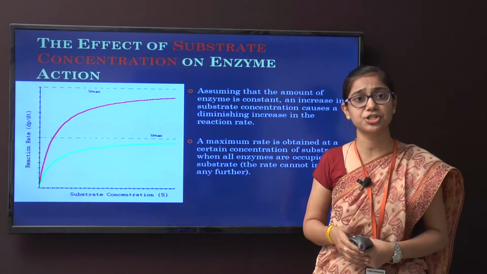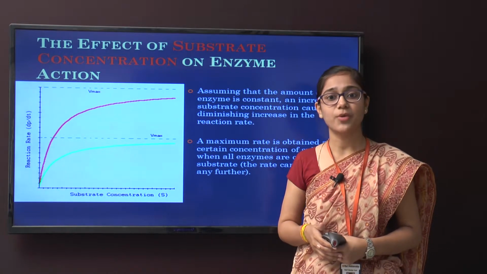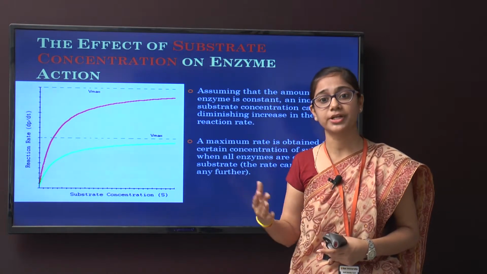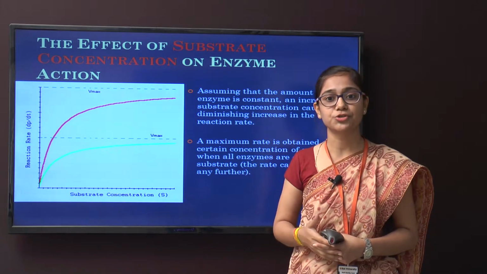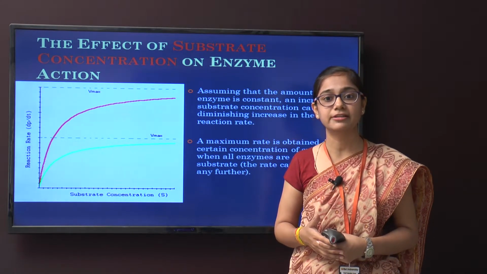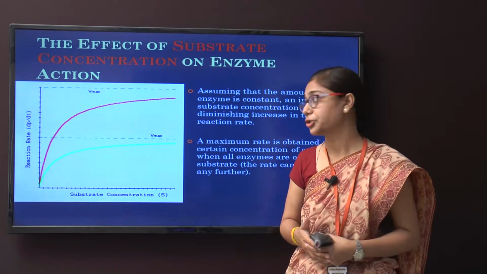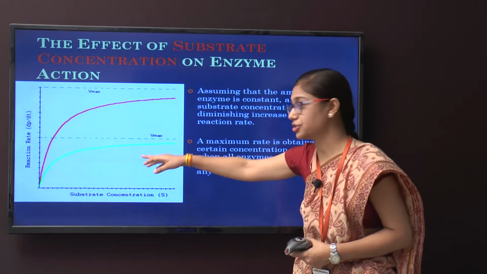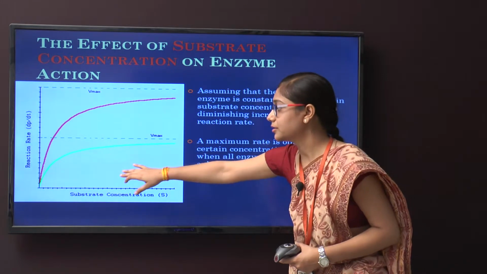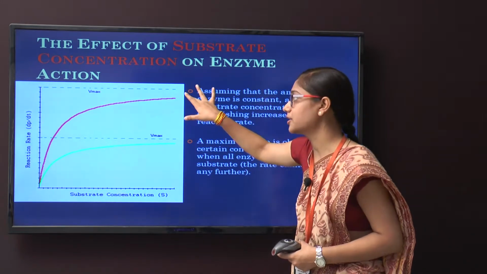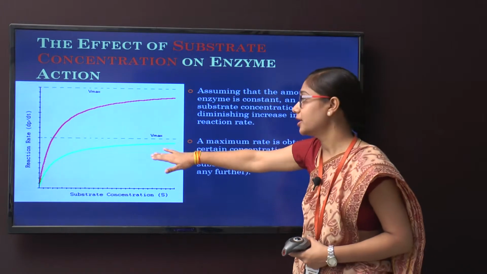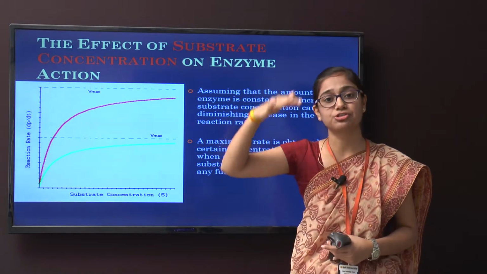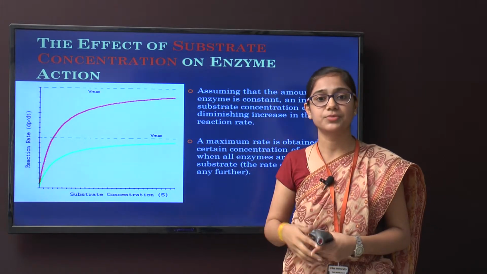Next is the substrate concentration. Assuming that the amount of enzyme is constant, an increase in the substrate concentration causes a diminishing increase in the reaction rate. Here you can see the substrate concentration. When the substrate concentration is high, the Vmax will be high, and when the substrate concentration is low, the Vmax is lower.